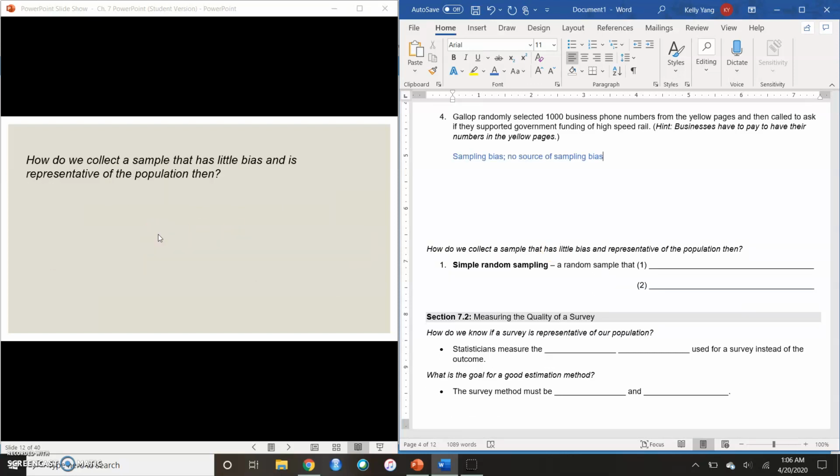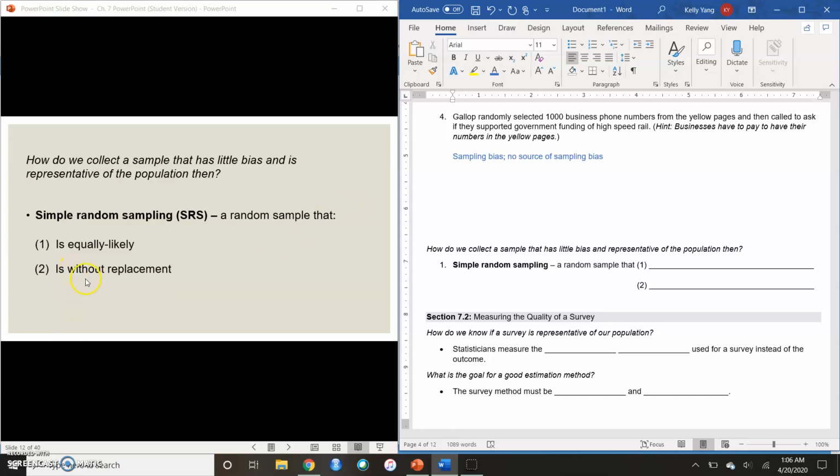Okay, so we've seen that there are some issues with surveys, such as bias. So how do we collect a sample that has little bias and can be representative of the population? The answer is using a simple random sampling, or an SRS. A simple random sample is a random sample that, 1, is equally likely, so everyone has an equal chance of being included in the survey or sample. Number 2 is without replacement.